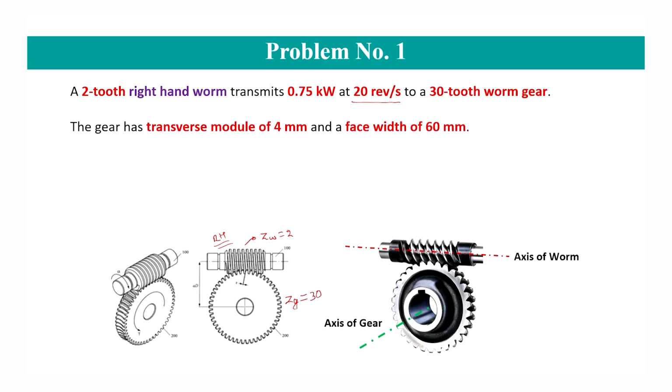The gear has a transverse module of 4 mm. The module of this gear system is 4 mm, and a face width of 60 mm. The gear has 60 mm face width. It means the face width, this length of the gear, is 60 mm.